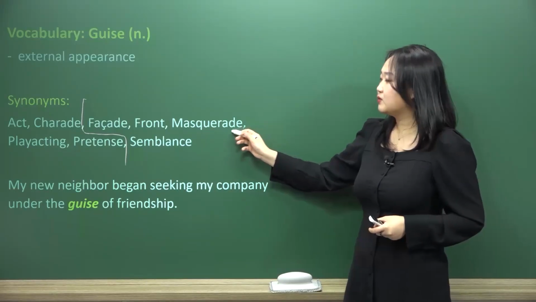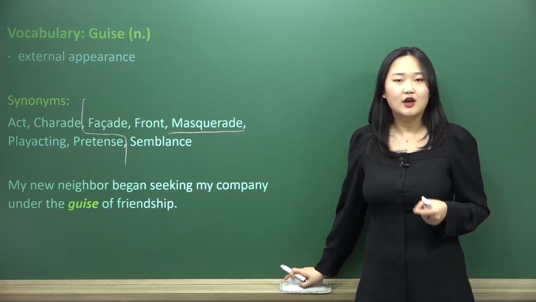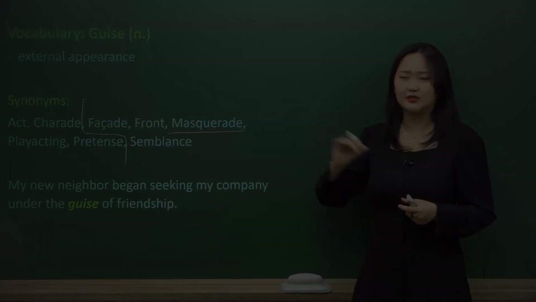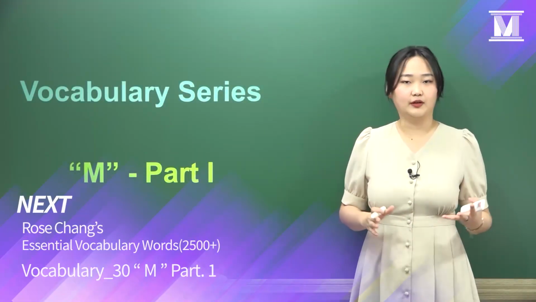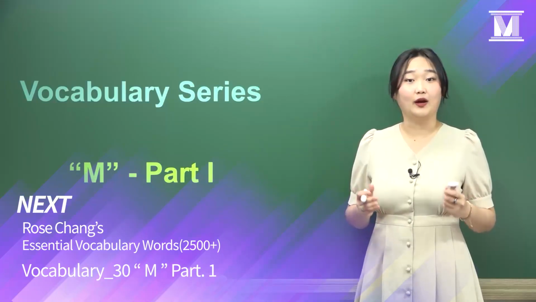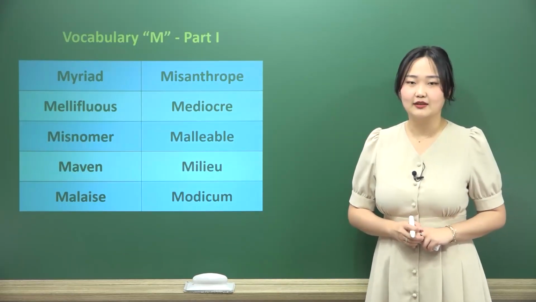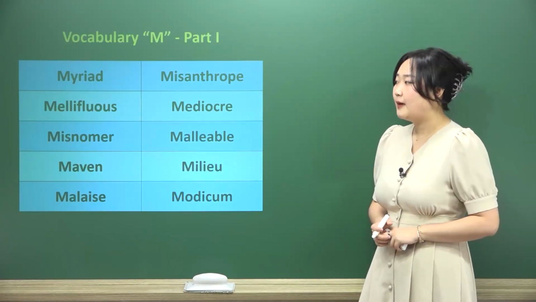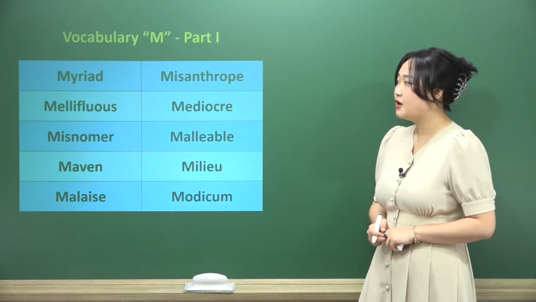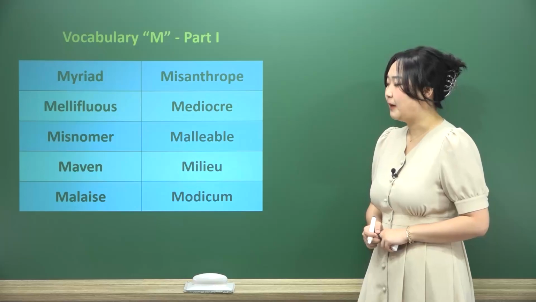Additionally, we do have this word masquerade, and if you guys are familiar with any classical films or are interested in balls. I would also say just with our M words, the 10 we're going to be talking about today, I do want to just give a little bit of a preface and explain that these words are going to be quite confusing, if not a little bit challenging. So, with that being said, let's go ahead and pronounce these words together and get started. Myriad, mellifluous, misnomer, maven, malaise, misanthrope, mediocre, malleable, milieu, modicum.